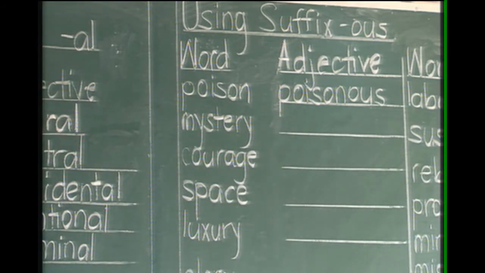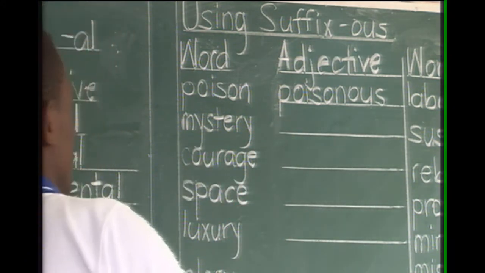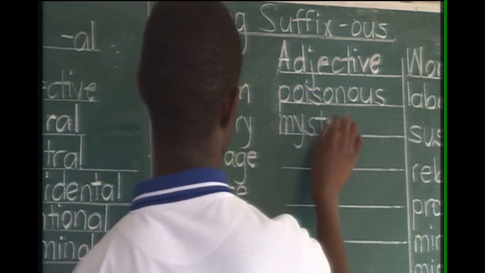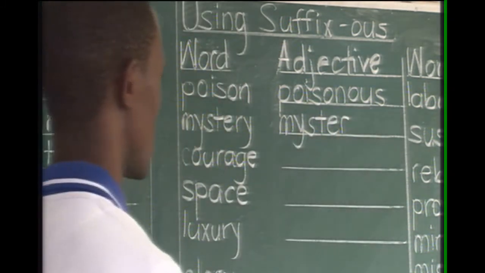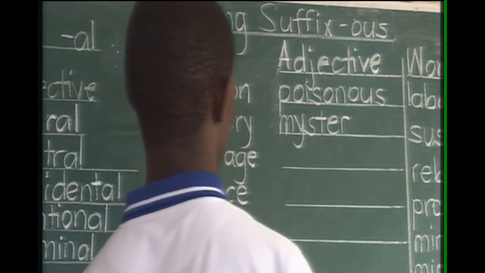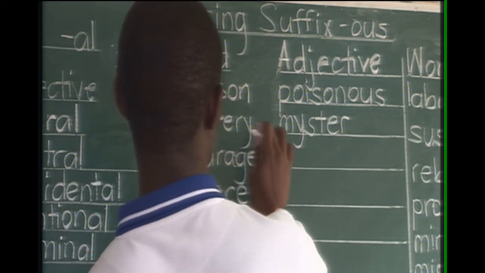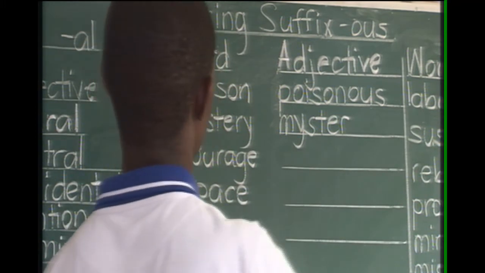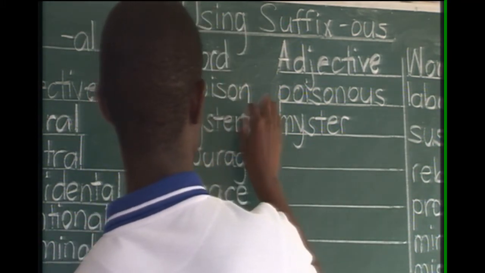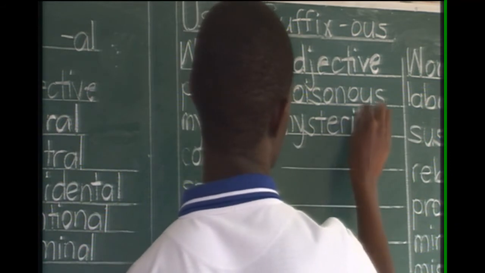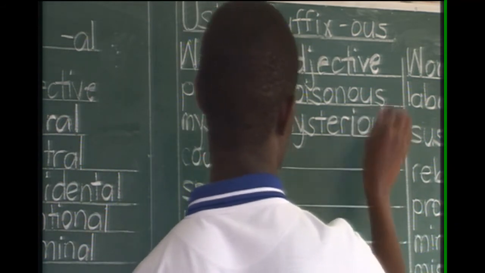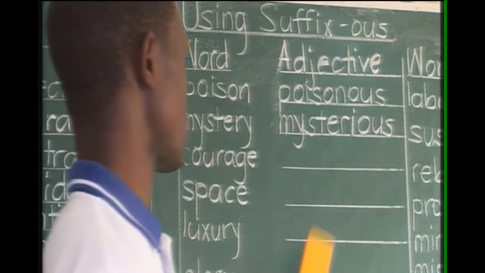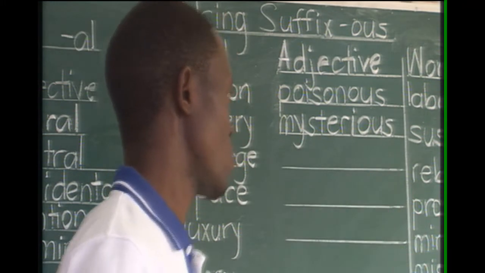Poisonous snakes. Mystery, mysterious. M-Y-S-T-E-R. What happens to the last Y coming after a consonant? It should find its root out of this word. Mystery, mysterious: R-I-O-U-S. Drop Y coming after a consonant and replace it with I before you add O-U-S.